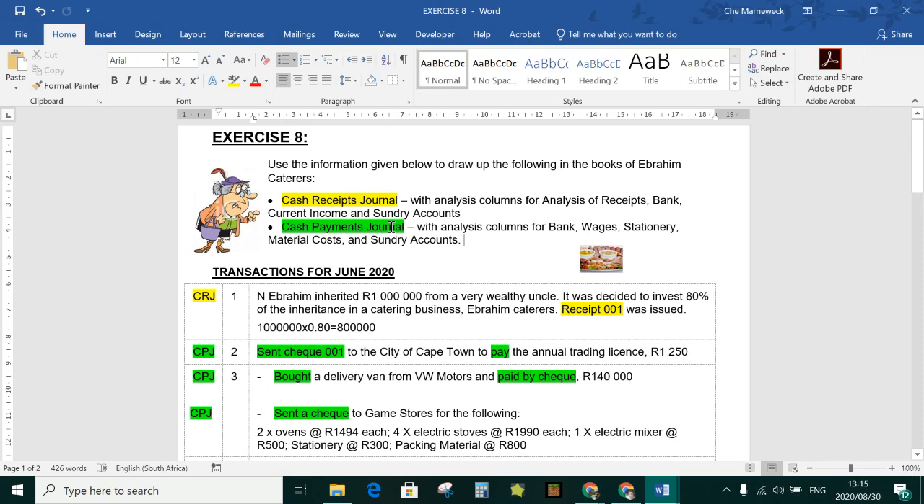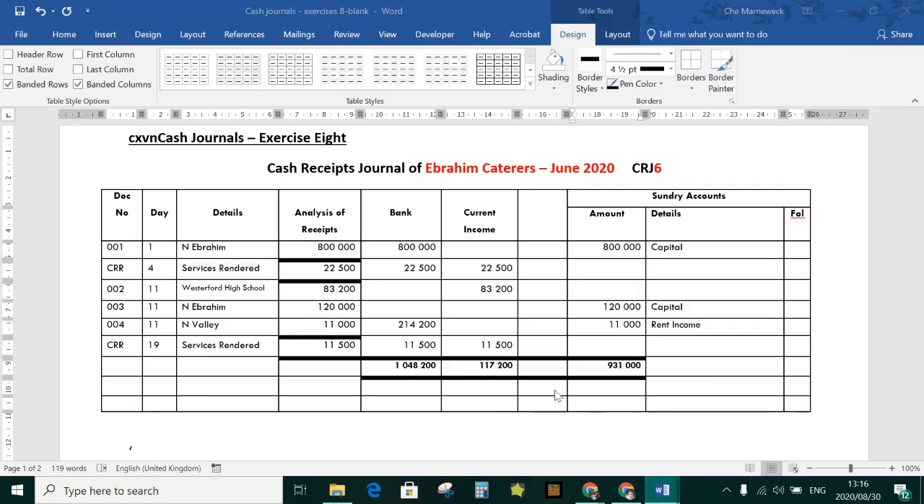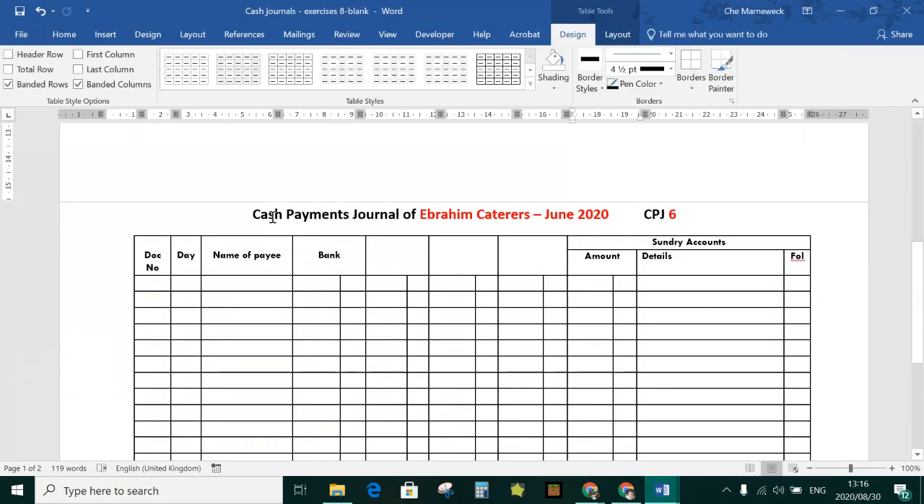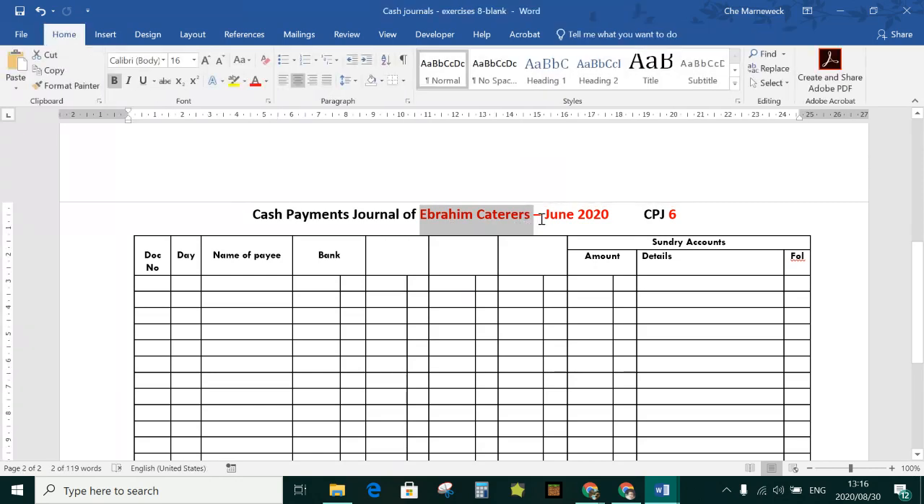transactions when the business is paying money. We are going to record those into the cash payments journal. At the beginning of the exercise, they tell us that we need analysis columns for bank, wages, stationery, and material costs, and sundry. So we have a look at our cash payments journal of name of business, Ibrahim Caterers, month June, year 2020. June is the 6th month, so CPJ 6.